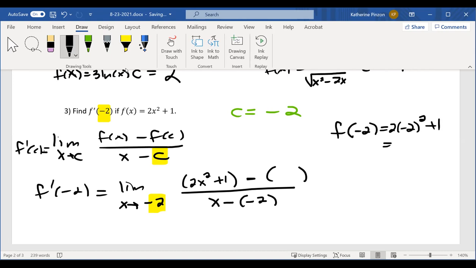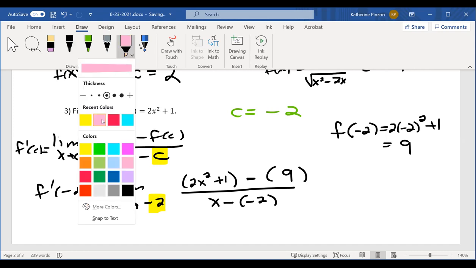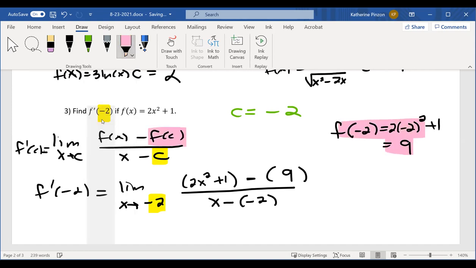Negative 2 squared is 4, times 2 is 8, plus 1 is 9. So I'm going to put 9 in here. So I sort of took a detour over there, and I did f of c over here on the side. And I put him in here. So I took a detour to do f of c, because I don't want to make any errors when I'm computing this and then they get expanded on in there.